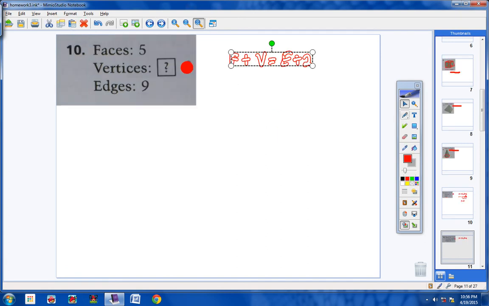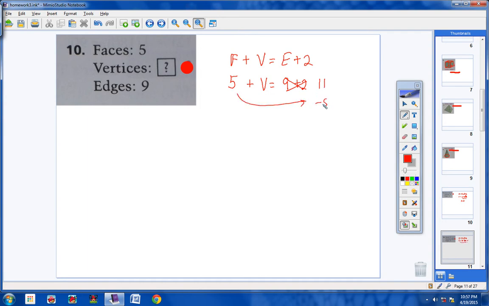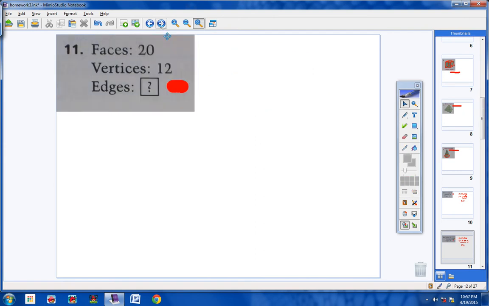All right, number 10. Same formula, and here we go. Where the F is, I'll put a 5. Vertices are what we're looking for, so plus V. E is 9 plus 2. Well, guys, 9 plus 2 is 11. Bring the 5 over and make it a negative 5. 11 minus 5 is 6. So we have 6 vertices.